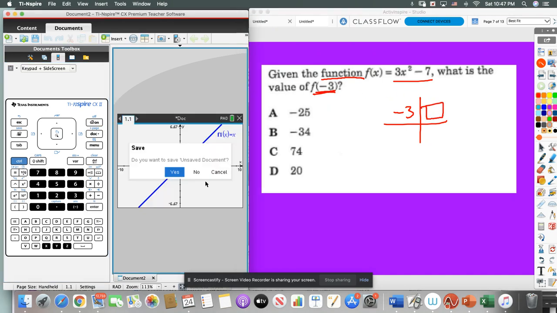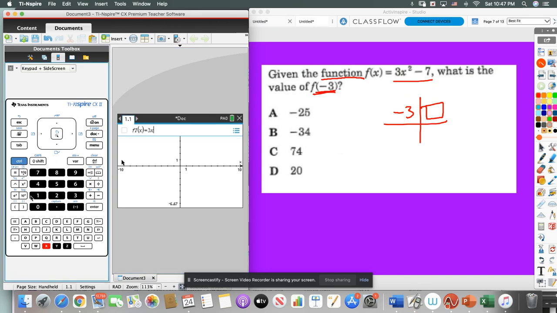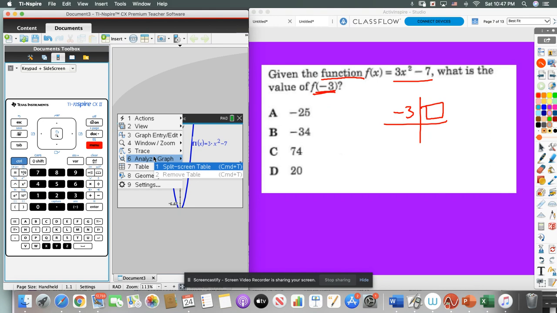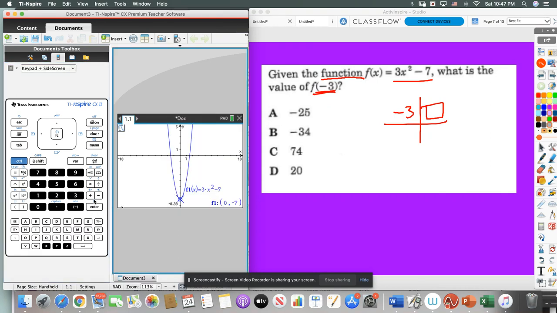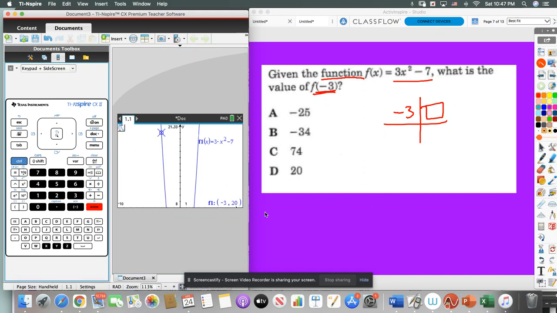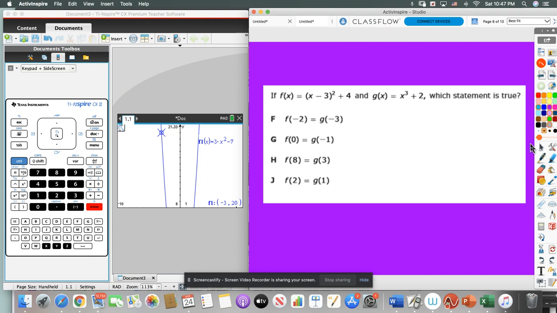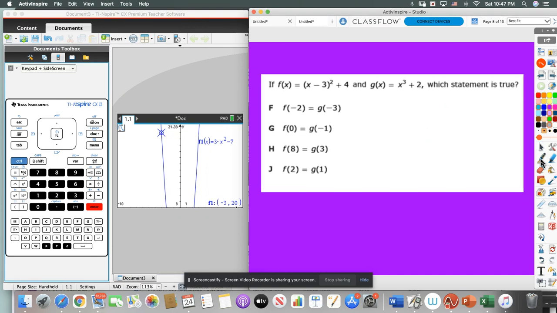So home, new document, save changes, no, add to graph. 3x squared minus 7. Enter. Menu. Trace. Graph trace. Type in negative 3. Enter. So my input's negative 3, my output's 20. And that's my solution.